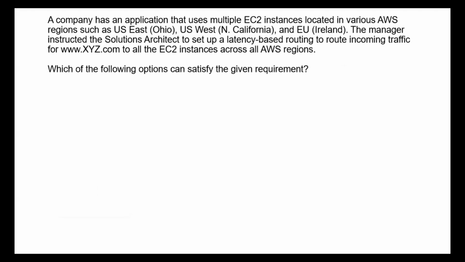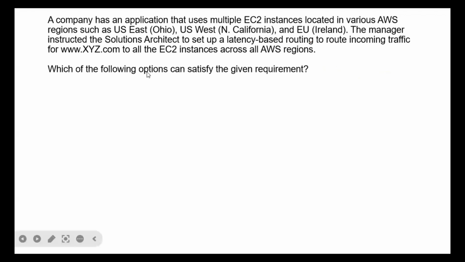A company has an application that uses multiple EC2 instances located in various AWS regions. You can see there are multiple regions coming up in the picture. The manager instructed the solution architect to set up latency-based routing, right? So this itself should give you a clue. Latency-based routing is one of the options under the Route 53 service. Route 53 is basically a DNS service from AWS, and it offers various routing options. We have simple routing, we have latency-based routing, etc.